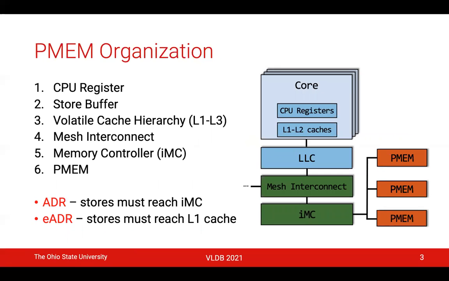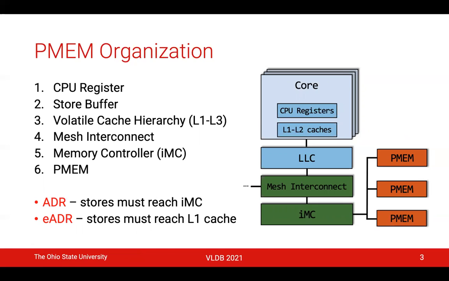Let's take a quick look at how PMEM is typically organized in a system. There are several components that exist between the CPU and PMEM. First, we have the CPU registers and the store buffer. Then we have the volatile cache hierarchy, typically your L1 to L3 caches. Next, we have the mesh interconnect, such as QPI, which connects the memory to other CPU nodes in a multi-NUMA system. Then we have the memory controllers, which are directly attached to the PMEM DIMMs.